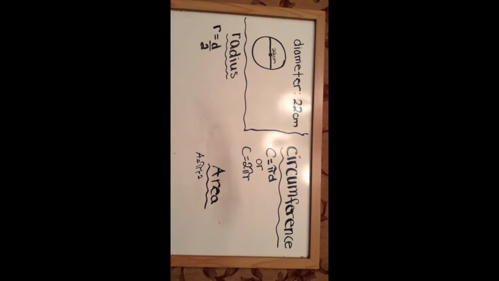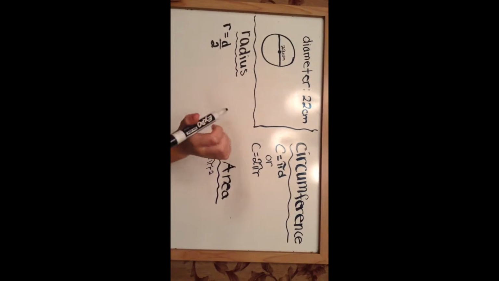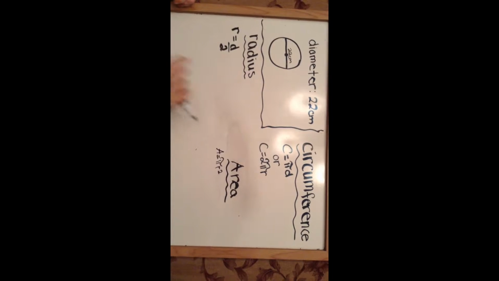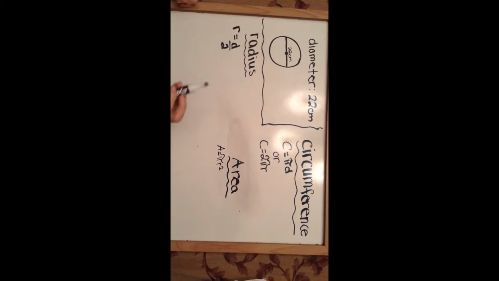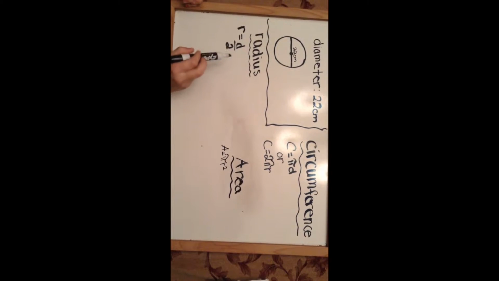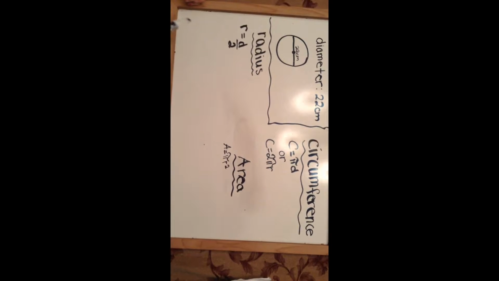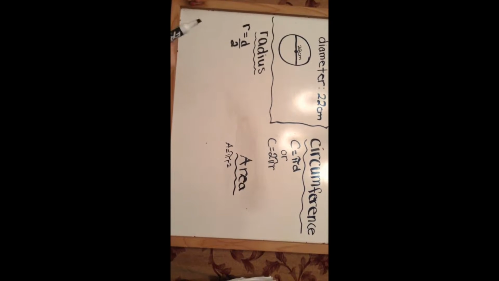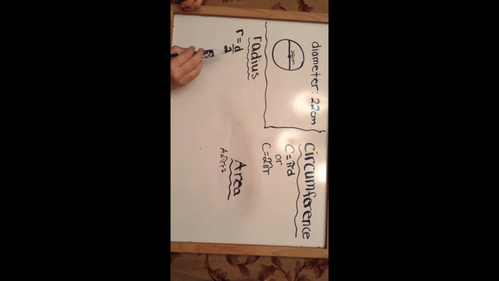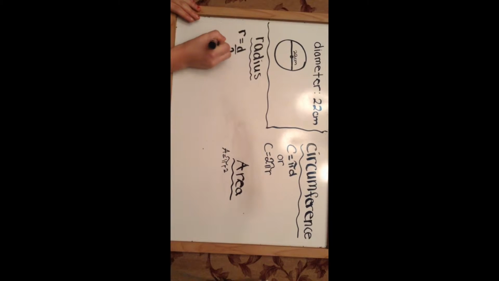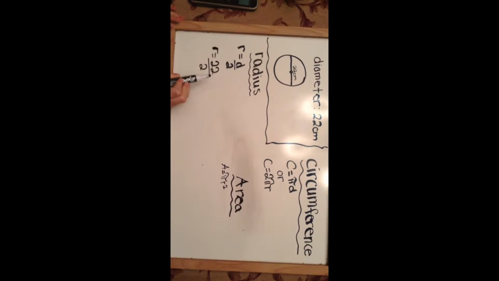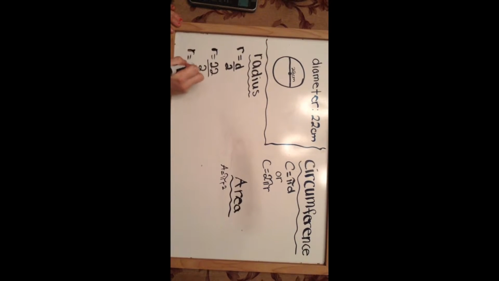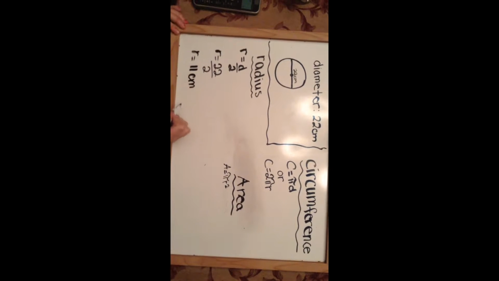Here's another example. Let's say your diameter is 22 centimeters, and we want to find the radius. We always start with the formula. The formula for radius is r equals d divided by 2. Since I know my diameter, which is the d, I'm going to replace it by 22 centimeters. I'm going to divide 22 by 2, which gives me 11. So 11 is my radius.